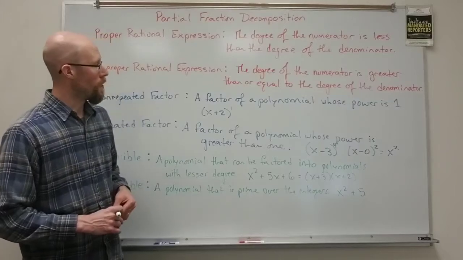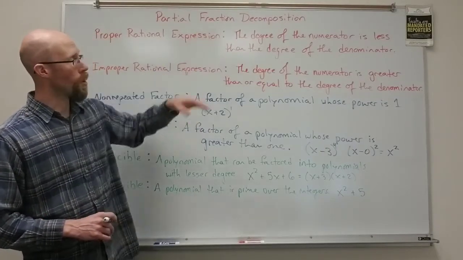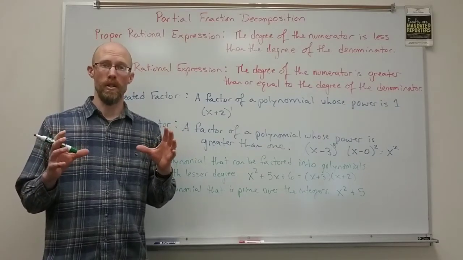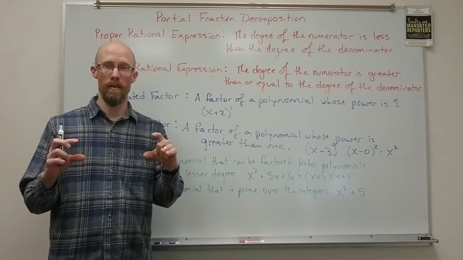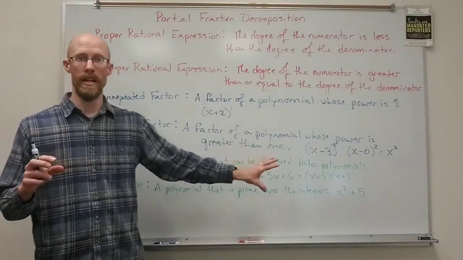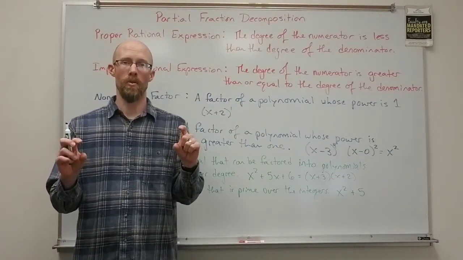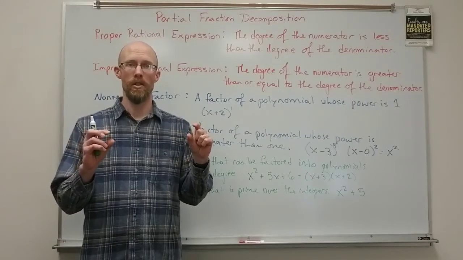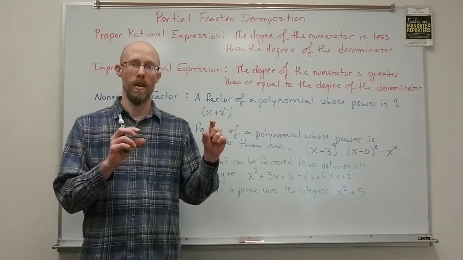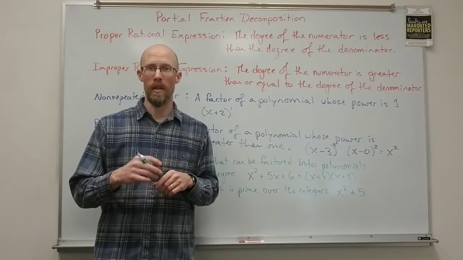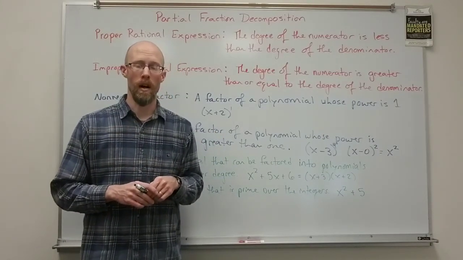That gives you an idea of some of the things we're going to be looking at. In order to decompose a fraction, a rational expression, we're going to need to factor the denominator. That's why all this is important, to identify the different types of factors you can get. Then we're going to create other rational expressions based upon those factors in the denominator. In the next couple videos, we'll go through how that works.